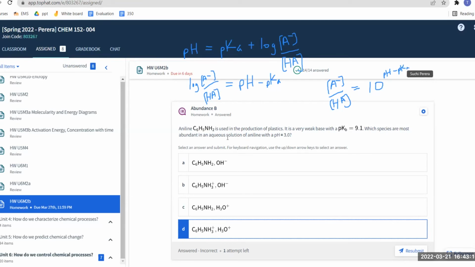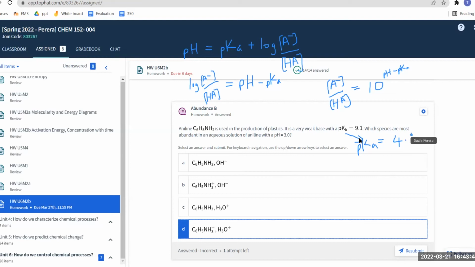Now, if A minus is greater than HA, the conjugate base is dominant. If HA is greater than A minus, the weak acid is dominant. That's the idea. Now let's think about this question. You are given the pKb. Can you determine the pKa from this? Yes, 14 minus 9.1, which is 4.9. So pKa is 4.9.